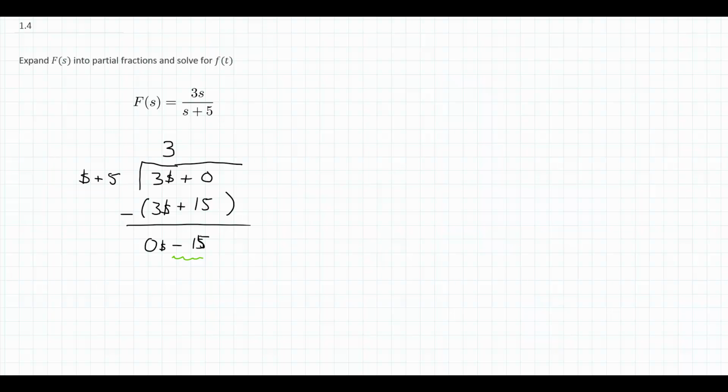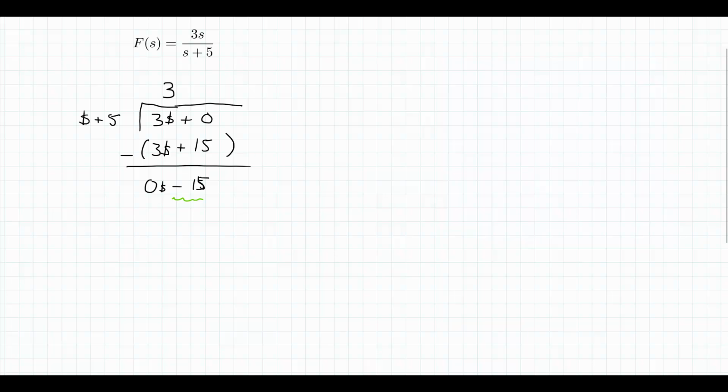But this tells us we can now rewrite our F of s and split it into 2 terms, kind of the whole part and the fractional part. So this is going to equal the 3, and then what we have left over is a minus 15 over s plus 5. That is, the remainder goes over the divisor, the s plus 5. So we were able to do the polynomial division, and I have a whole number, 3, plus a negative 15 over s plus 5.